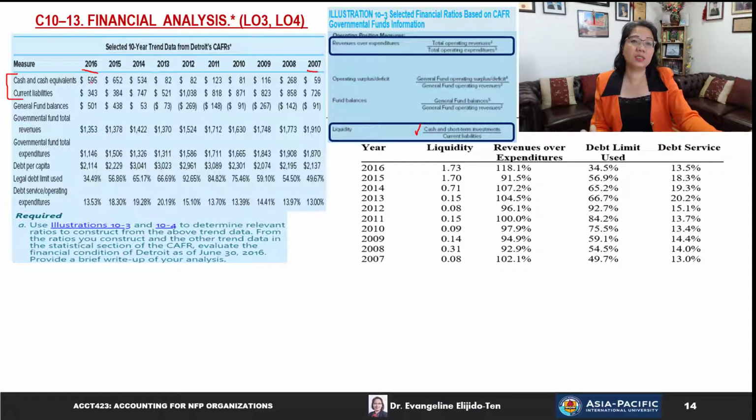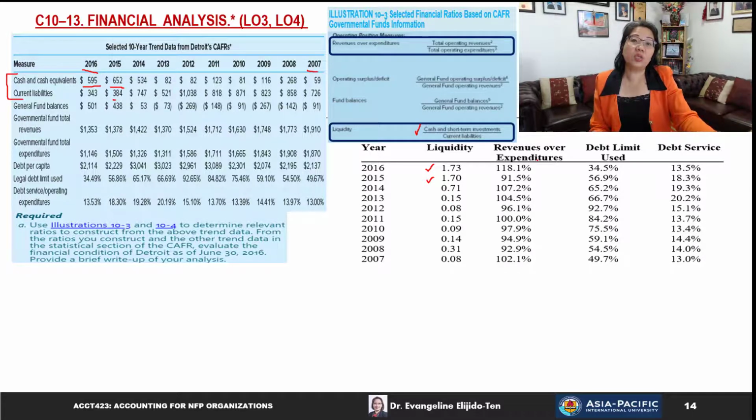Let's just calculate for 2016. We have the cash and cash equivalents of 595 divided by the current liabilities of 343, so that should give us a liquidity ratio of 1.73. So that's for 2016. For 2015, we'll do the same: 652 divided by 384, so that's 1.7. And you can do the same for the rest of the years.